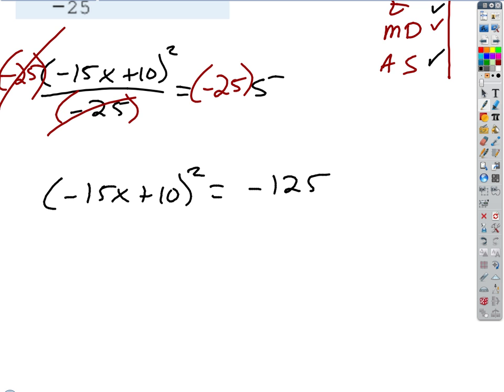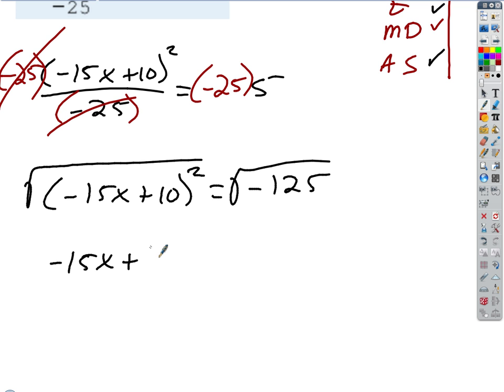Square rooting both sides. Okay, that undoes the squared on the left, which is nice. That leaves us with -15x plus 10. What about the other side? We got a negative number under the square root. What does that mean? Right, that means an i, doesn't it? Okay, that's where that imaginary unit comes in.